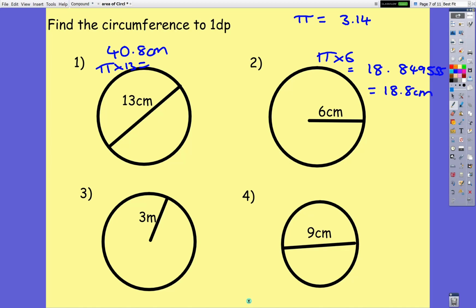Now, my next one down here, hopefully you've noticed a mistake. What is my mistake? Yeah, spot on. This one here. What should it have been? Hopefully, you guys have said to me 12. Now, why is it 12?